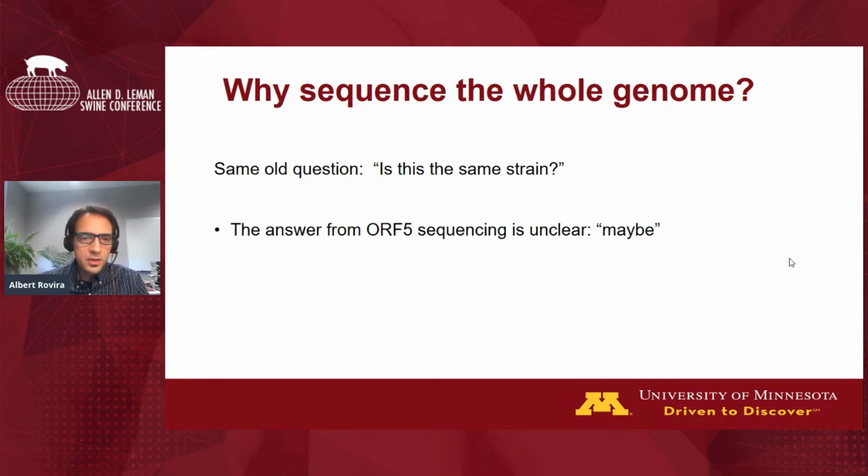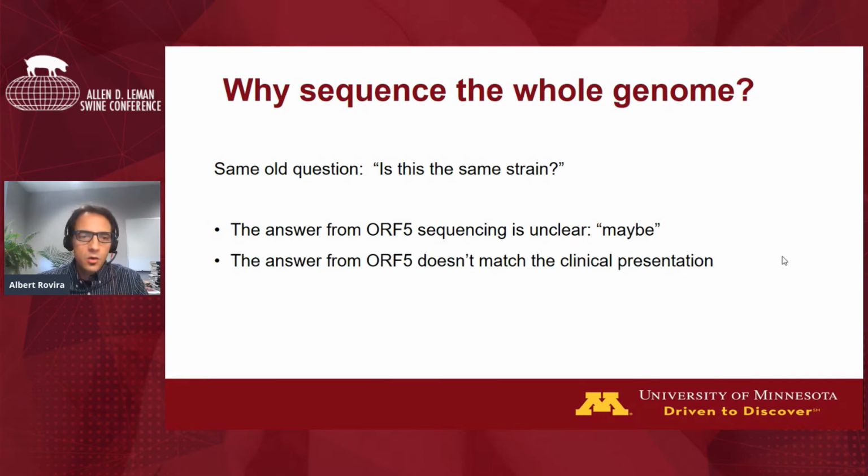So basically, this happens when the answer from the ORF5 sequencing is unclear. So those cases in which the answer to is this the same strain is a maybe. When you don't get 100% similarity, you don't get completely different, something in between. Or when the answer from ORF5 sequencing doesn't really match the clinical presentation. So you get a sequence that matches something that you knew was pretty mild in the past, and now it's acting very virulent, or situations like that.